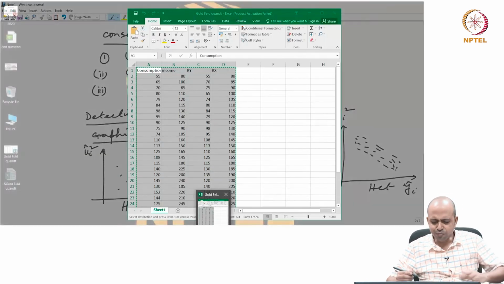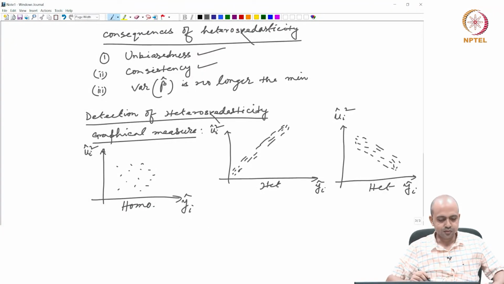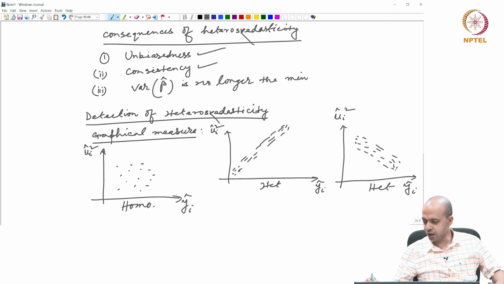But these are all simple graphical measures, because sometimes from the pattern you may not even understand whether this is a pattern or not, right. So, this is some kind of initial impression that you can formulate out of your data, but to detect heteroscedasticity, econometricians have developed different statistical measures as well, sophisticated statistical measures, and we need to apply some of those measures to detect heteroscedasticity.